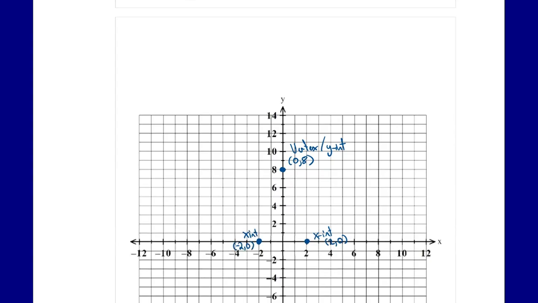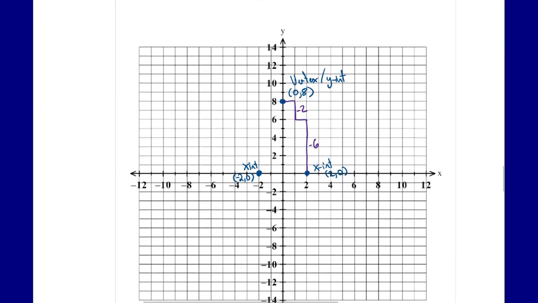If I wanted to, I could just roughly sketch it. I do also know my step pattern, so I could use that because of that a value. That means I go over 1 down 2, over 1 down 6, and then over 1 and down 10. So I can plot those other points there, mirror that on the other side, and roughly connect those points and sketch my parabola.